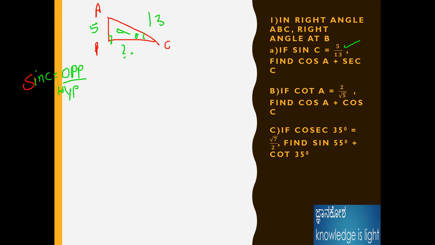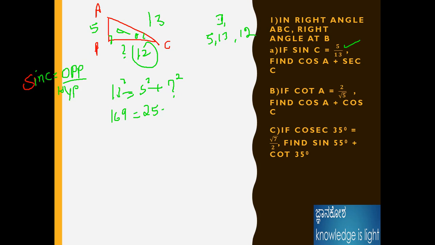What is the thing we need to find out? We already know 5, 13, 12 is the triplet. Directly I am solving, 12 is the answer. Or else if you use the Pythagoras theorem, 13 square is equal to 5 square plus question mark square. This is the question I am thinking. 169 is equal to 25 plus x square, and 169 minus 25 is 144.